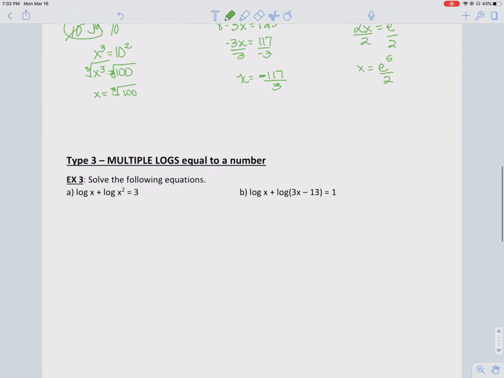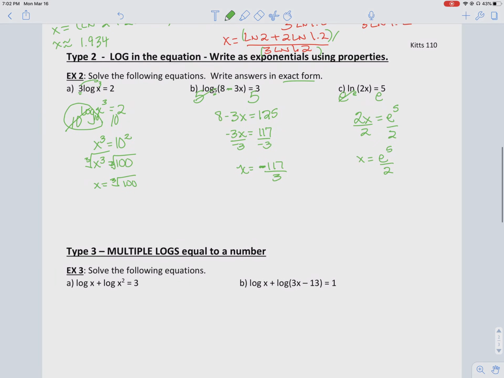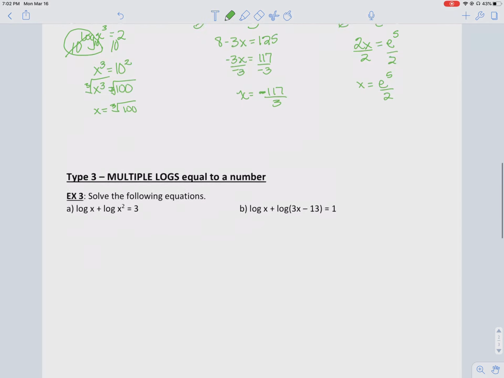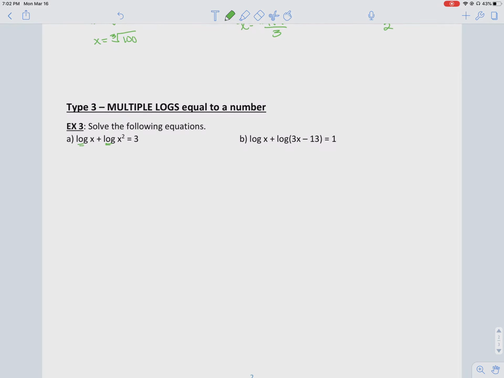Okay, the third type has actual multiple logs. So the second type had the word log in it. The third type has the word log more than one time, but just on one side of your equation. So I'm going to combine those. Remember in the last section we talked about how to condense things. If you remember, addition meant we're going to be multiplying those together. So I'm going to shrink that so that I only have one log, and now it'll be x times x squared equals 3. So that's basically log of x to the third equals 3.